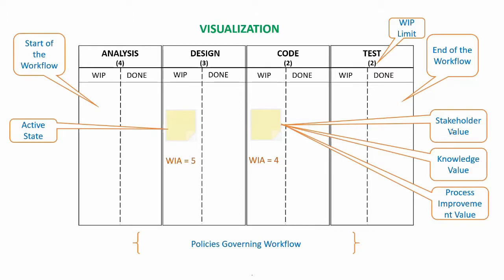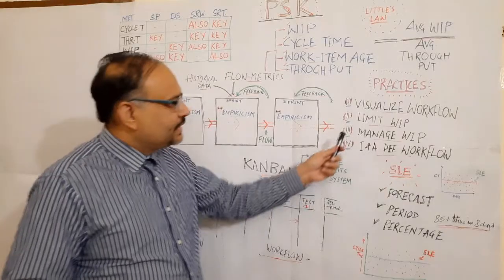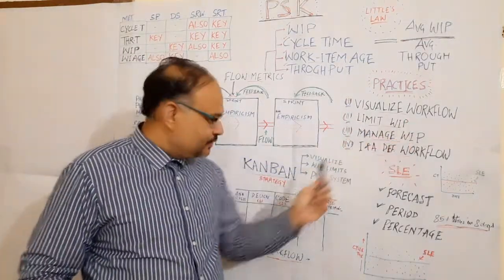The PBI or work item could carry different kinds of values. As per the Kanban Guide for Scrum, there are three kinds of value which are possible. One is stakeholder value, which could be any functionality or features. Then knowledge value, it could be a spike, experimentation, proof of concept, and then process improvement value, which could be any action item around the process improvement identified in the retrospective meeting and taken up as a PBI in the sprint backlog.